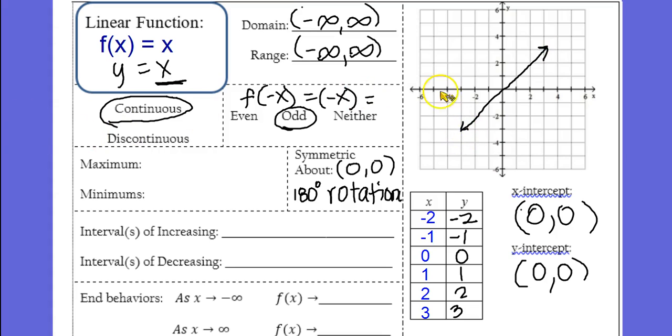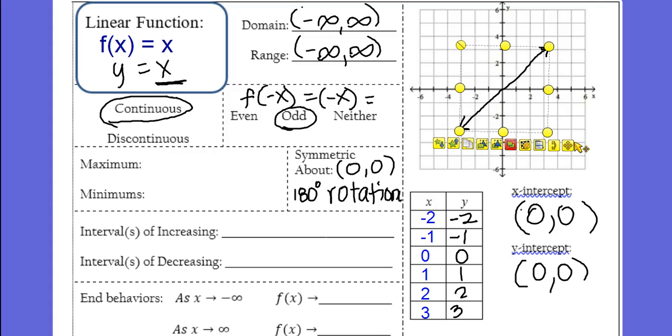Okay. Cross your fingers. There it is. Okay. I'm going to rotate it 180 degrees. I got to get it exactly 180 degrees. It's almost there. There it is. It's upside down. It's exactly the same graph. It mapped right on top of itself.